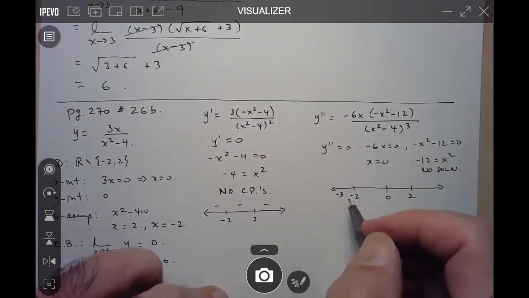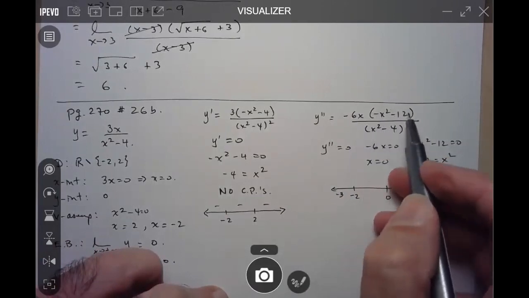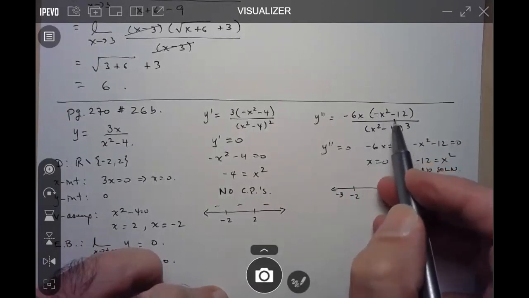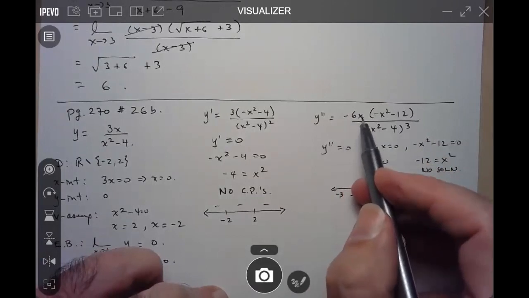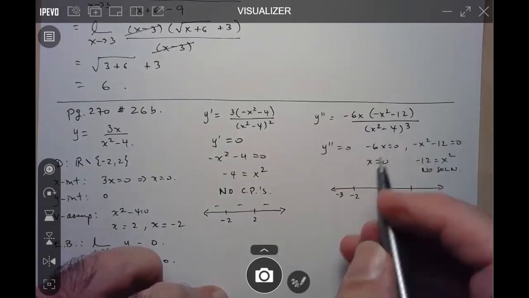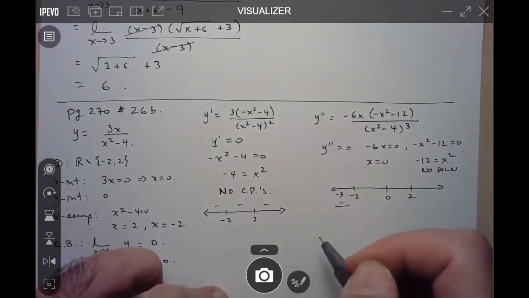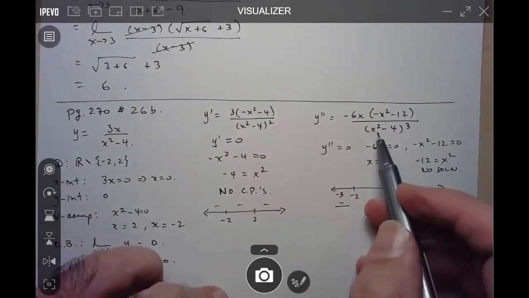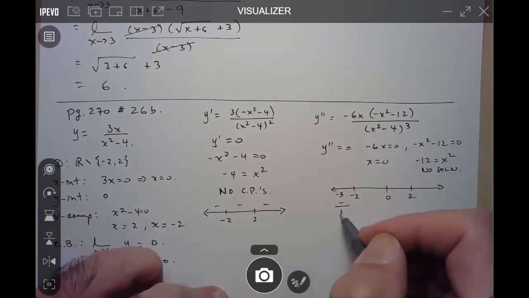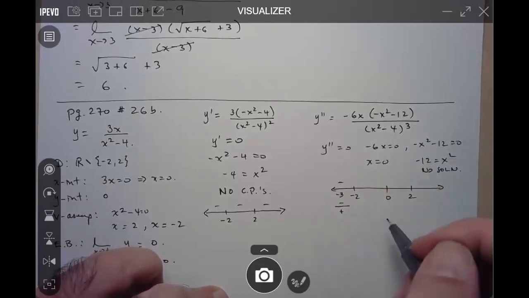Negative 6 times negative 3 is positive. Notice this thing is always negative, like before. So negative times negative is positive, times negative is negative. And then here, this is like 9 minus 4, 5. So this is going to be positive. So it looks like it's going to be negative here.